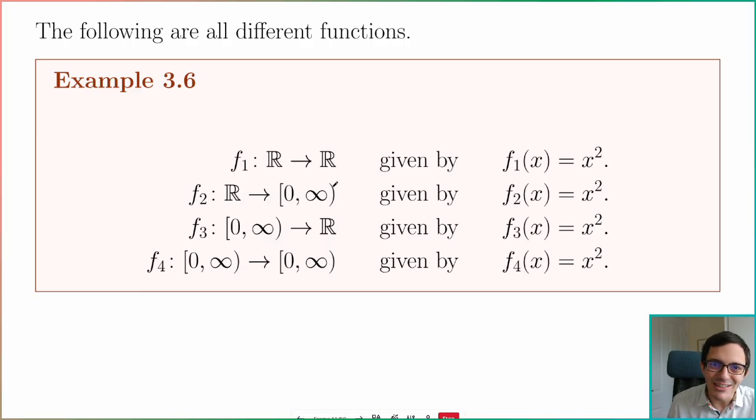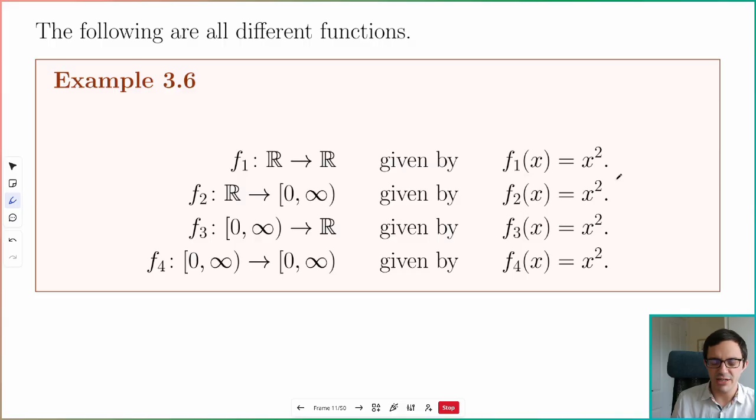I have to include 0, of course, when I set up this function f2, because my plan is to send the number 0 to 0. So I need to make sure that's in the codomain so that this rule works.